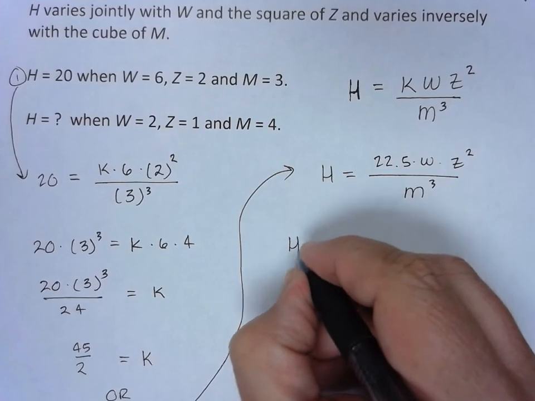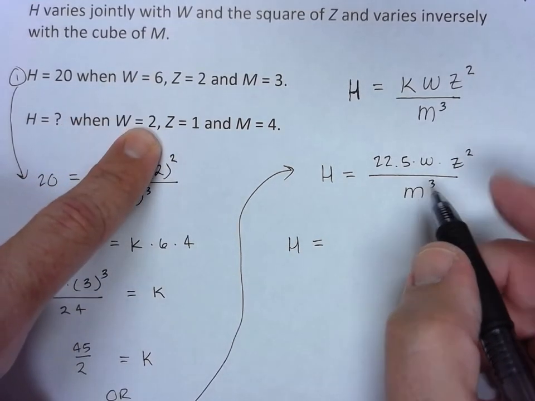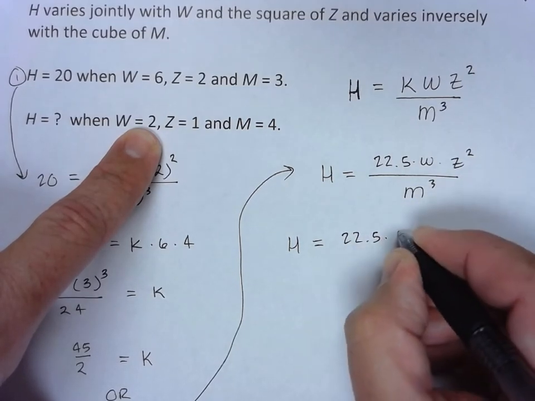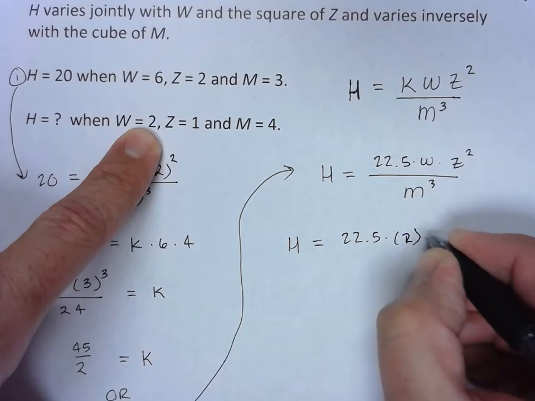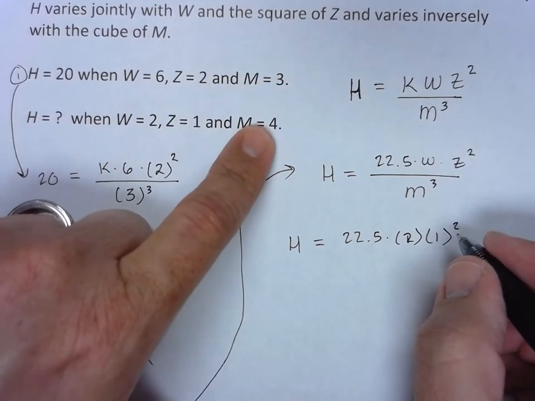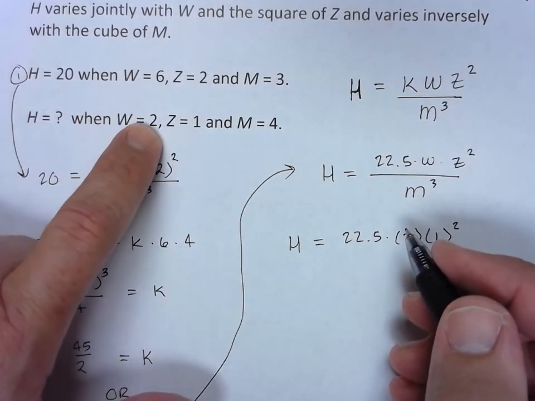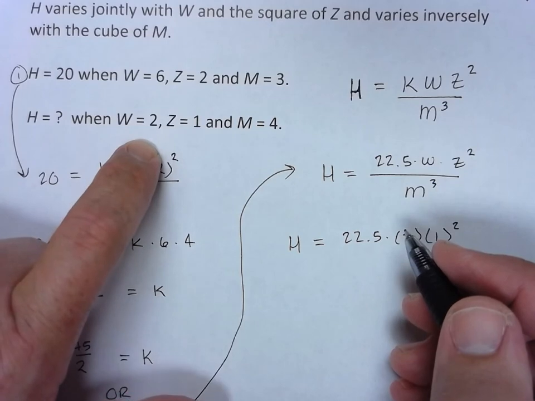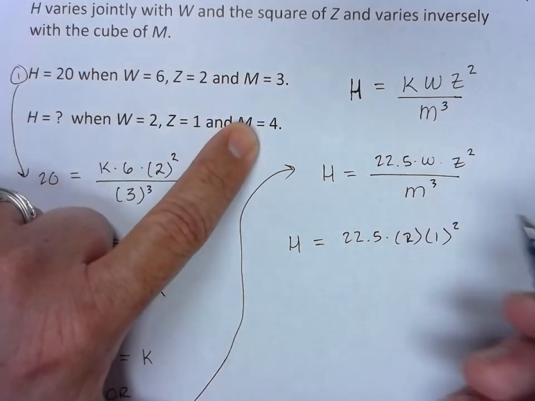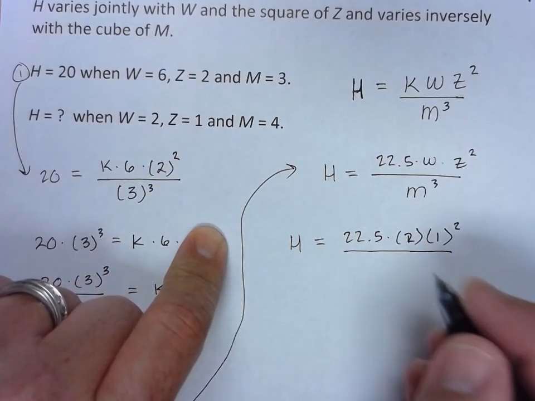So once the data changes, w is going down, so 22.5 times 2 for w. Z is also going down, so 1 squared, and m is going up. So these two vary directly with h. Them going down means h should go down. M varies inversely with h, so since it's going up, h should also go down. So all these variable changes should guarantee a decrease in your h quantity.